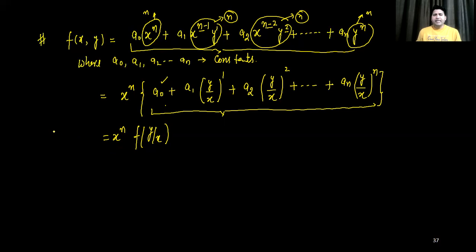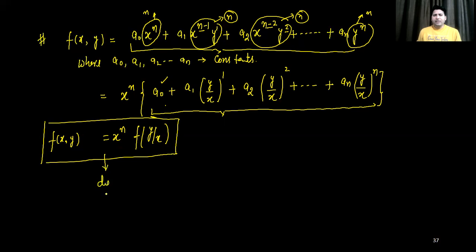This is the standard notation, or we can say another standard notation, of a homogeneous function. And what will be the degree of this function? The degree of this function will be n. A standard notation of a homogeneous function in two variables x, y, and its degree is n.